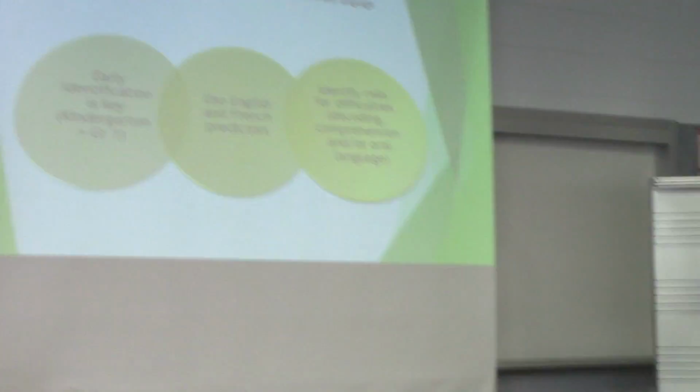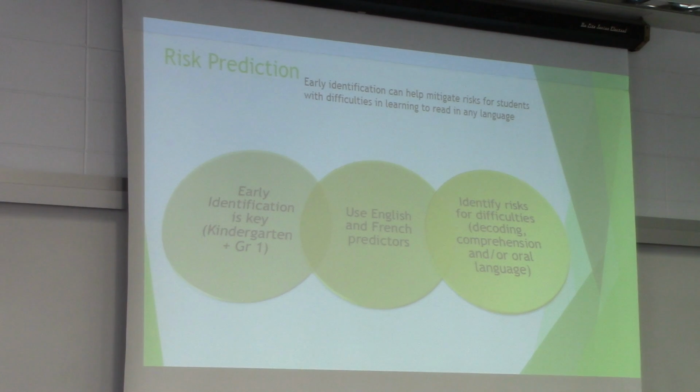In risk prediction, early identification was key. Kindergarten and grade 1, we need to get these guys early. I need to use English and French predictors, and I have to look for risks for difficulties decoding in comprehension and or in oral language. Early identification can mitigate the risk for students with difficulties learning to read in any language, be it English, French, Chinese, any type of language.